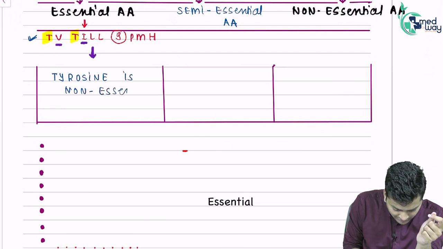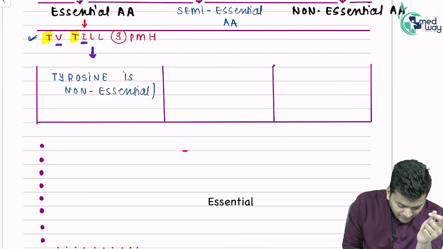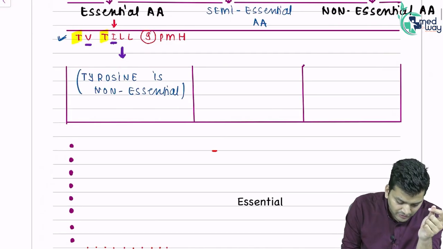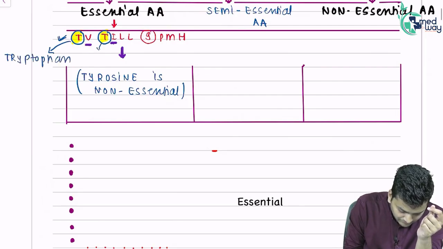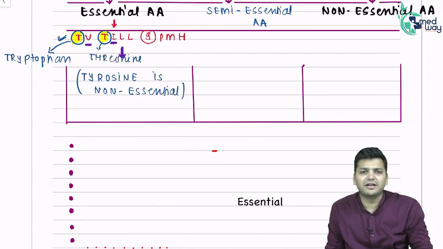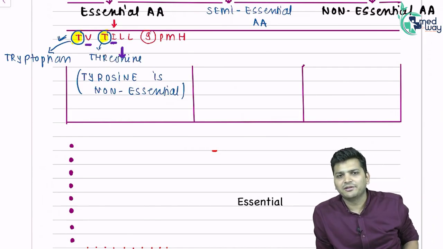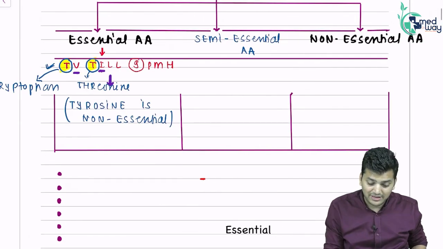This mnemonic is only complete if you remember this statement. What are these T's actually? These T's are basically tryptophan and threonine. Tryptophan and threonine are essential, right? Tyrosine is non-essential.